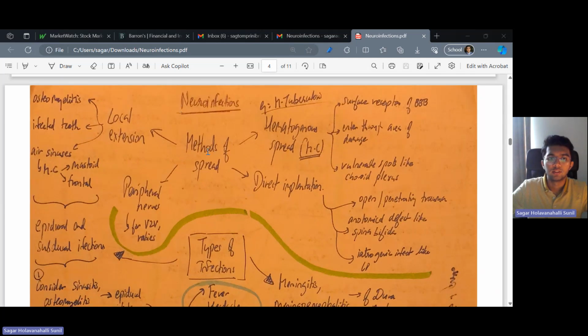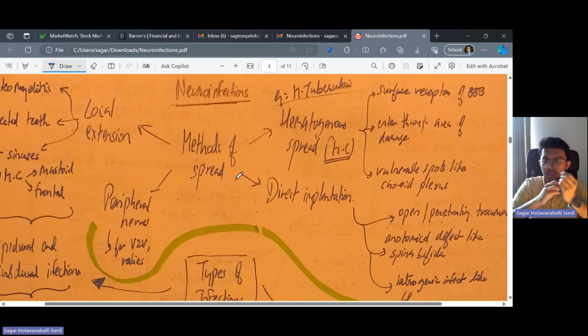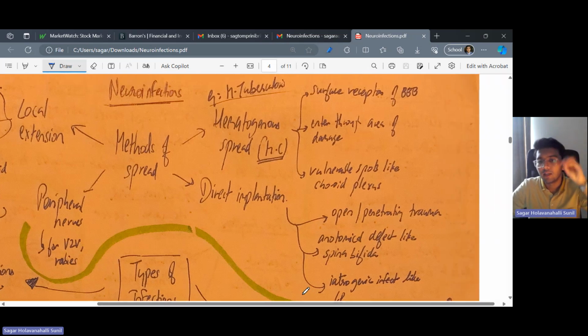When we talk about neuroinfections, first of all, you have to understand the methods of spread. Remember, you have four methods. You can either have a local extension, which means there is some infection somewhere very close to the brain, and from there it can just extend to the cranium. That's one. Second would be direct implantation. It means the infection is going to get directly implanted to the meninges or into the brain. The third would be hematogenous spread, which means the causative agent can penetrate through the blood-brain barrier, and it's going to affect the brain and the meninges.